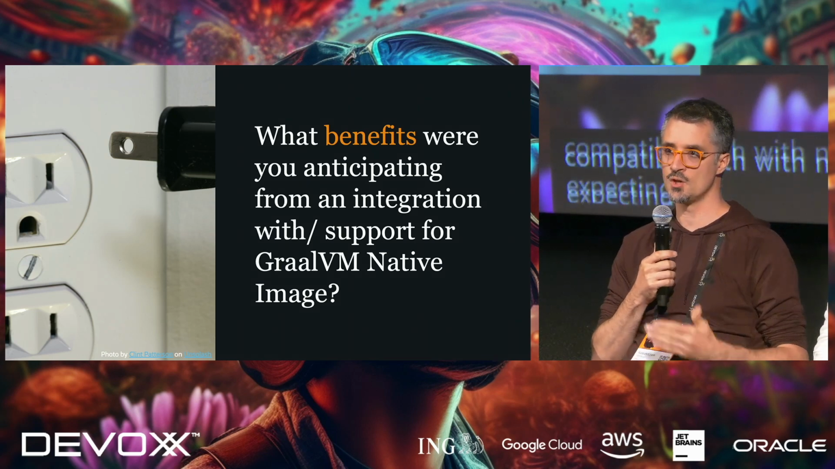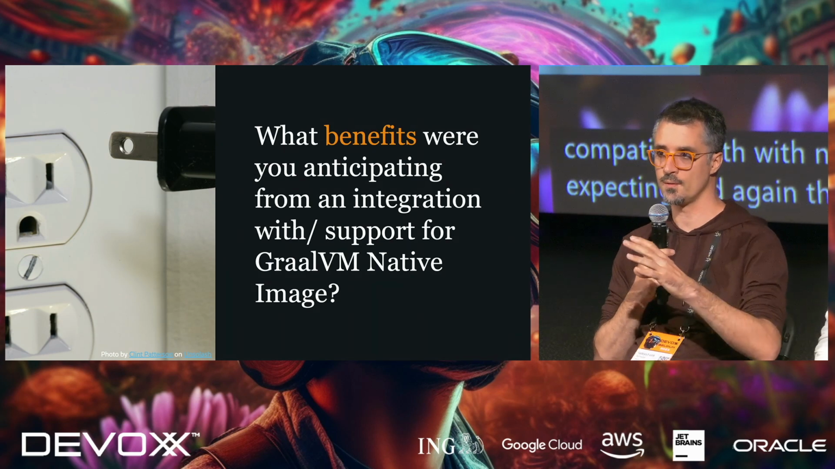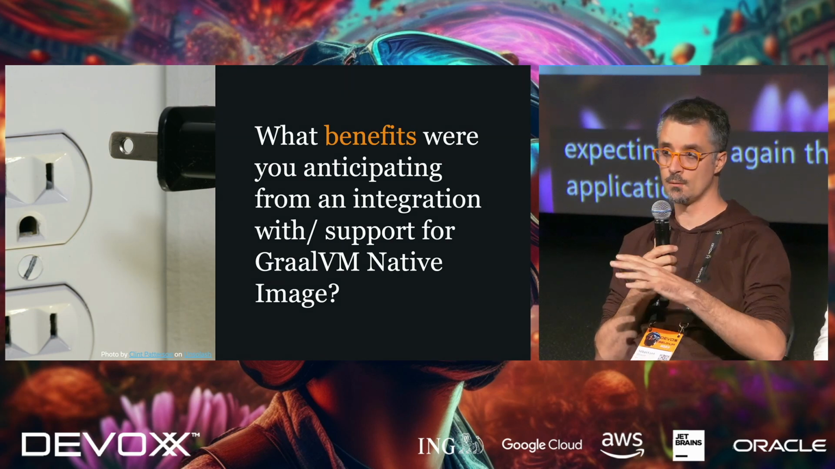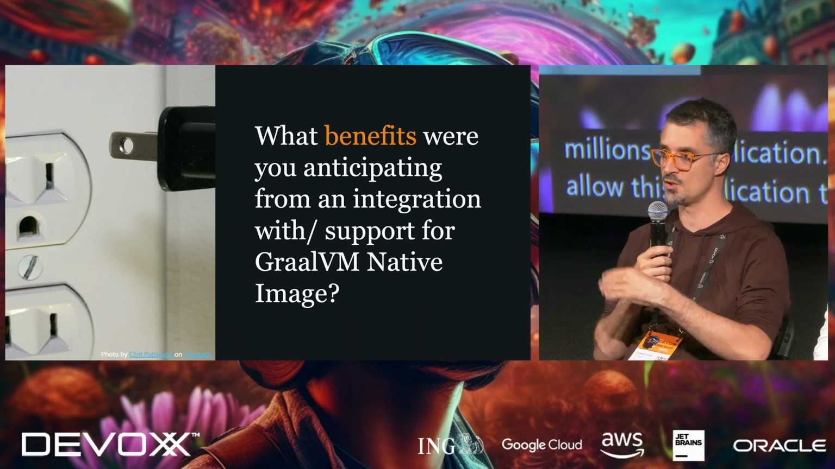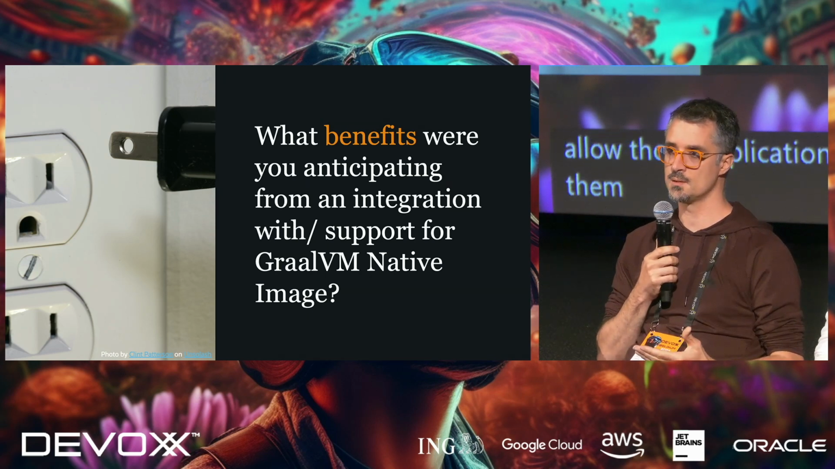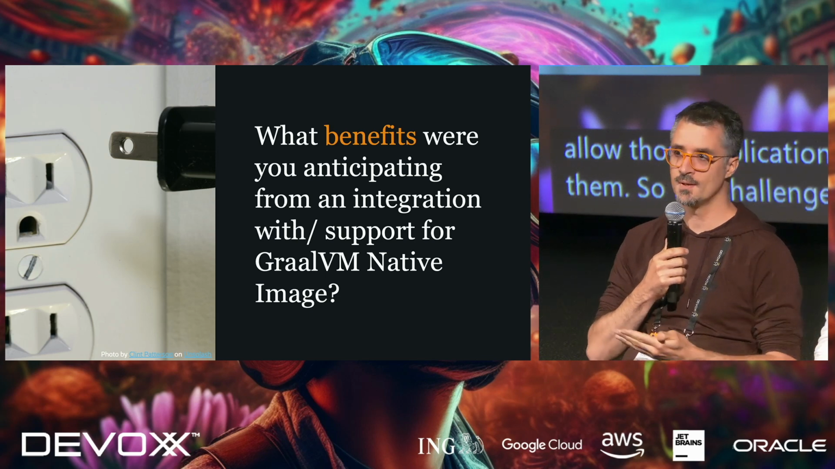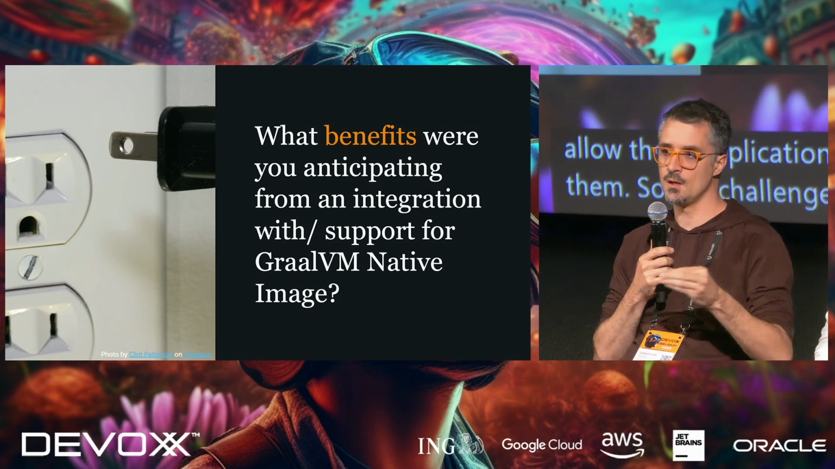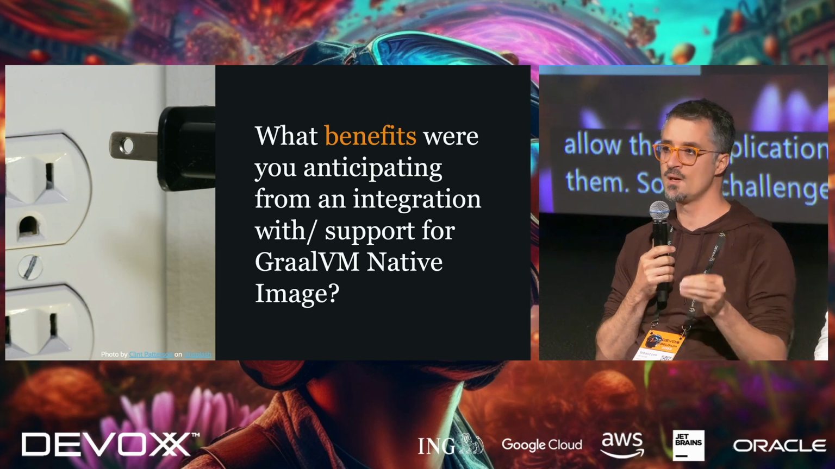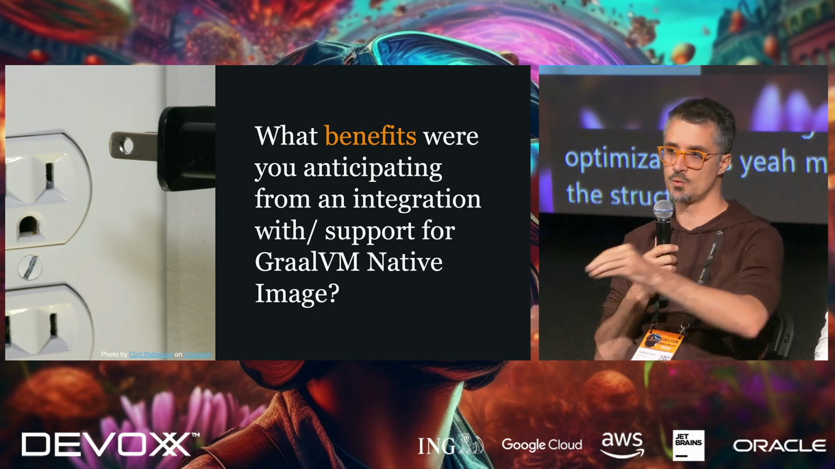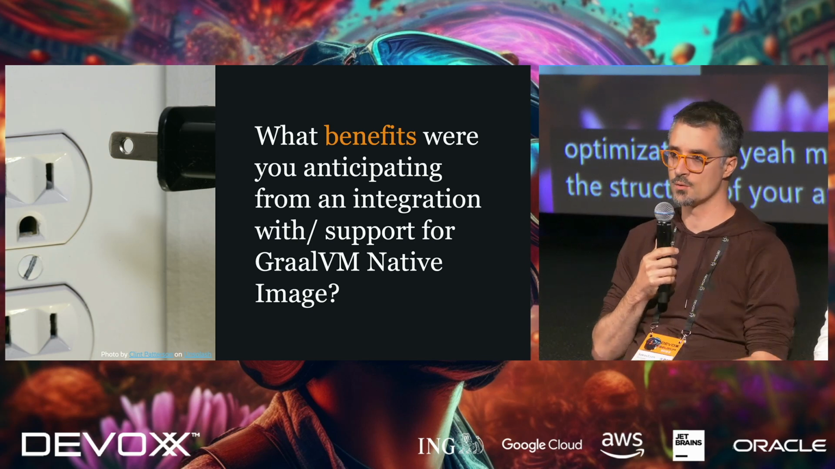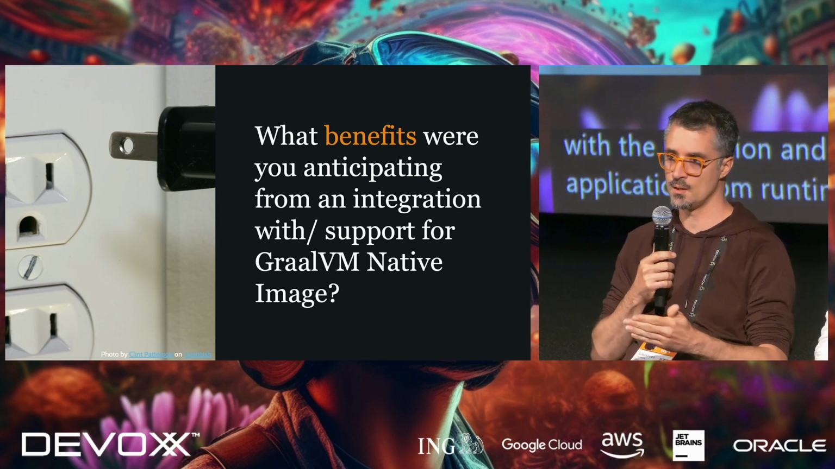The challenge is that we have millions of applications working right now, and we want to allow those applications to compile to native without changing them. So the challenge is quite significant. Spring AOT optimization moves the reflection and the discovery of the structure of your application from runtime to build time, with some additional constraints, of course, because everything is about trade-offs.